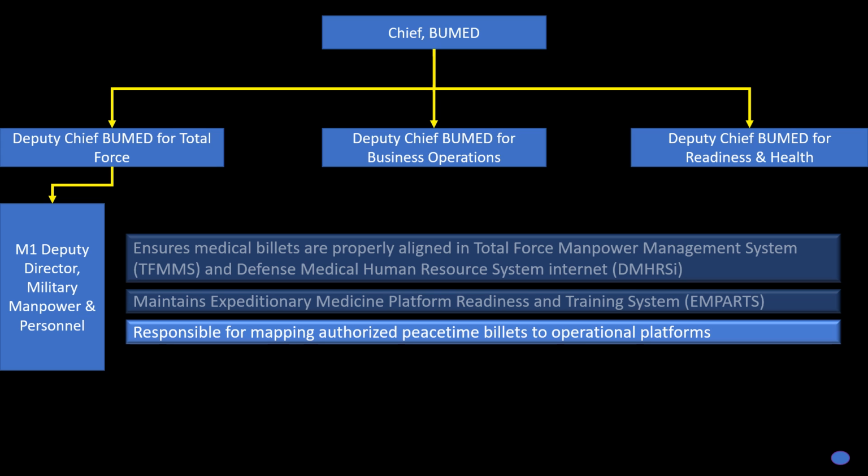And then M1 is also responsible for mapping authorized peacetime billets to operational platforms. We'll talk a little more about how this works later, but the M1 is responsible to make sure that the people assigned to our BSO 18s, or people assigned to Navy Medicine commands, have an additional billet assigned to them that augments them out to these operational platforms if they're ever needed. If we ever have to spin up and go on a deployment or take the Mercy or the Comfort out or something like that, we've got those billets filled.